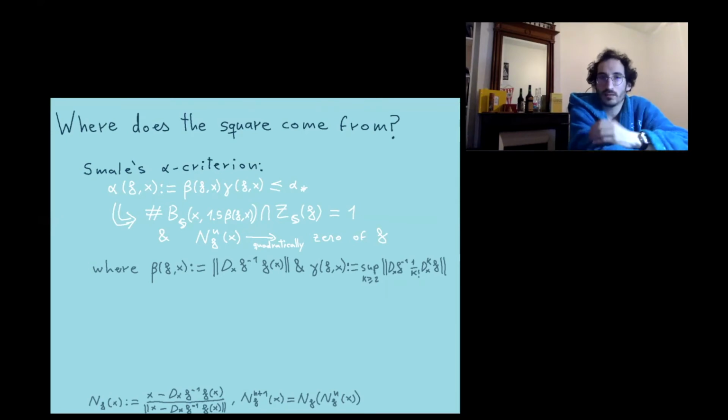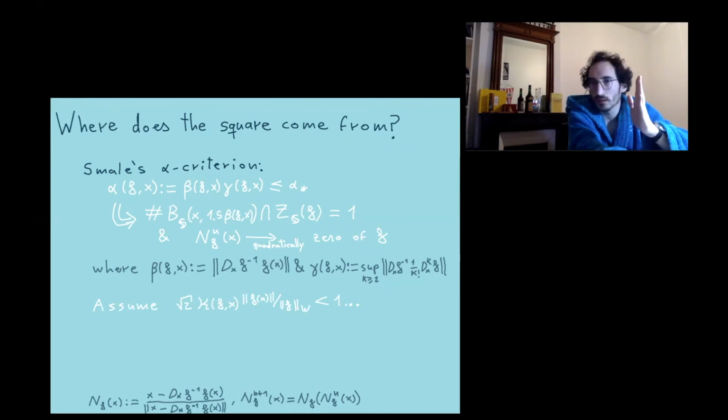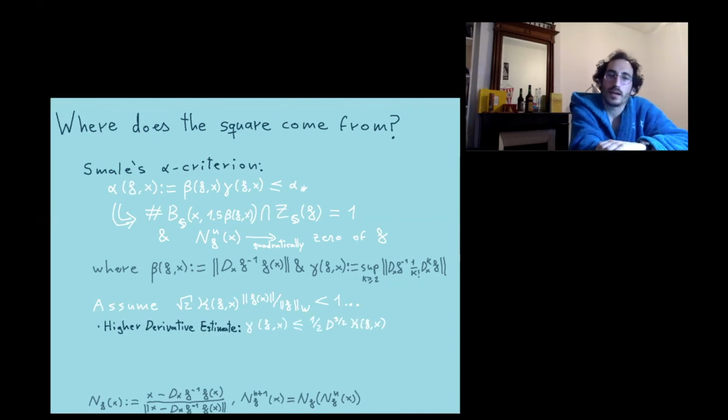Okay, so we have this, and we can see that this beta and this gamma are terms that we want to estimate in a certain way. So let's assume that the valuation is small in a certain sense. Then we have the higher derivative estimate, which says that you can control gamma by the local condition number. So I don't need to compute all the higher derivatives that appear there on gamma. I only need to compute the local condition number, which is cheap to compute.